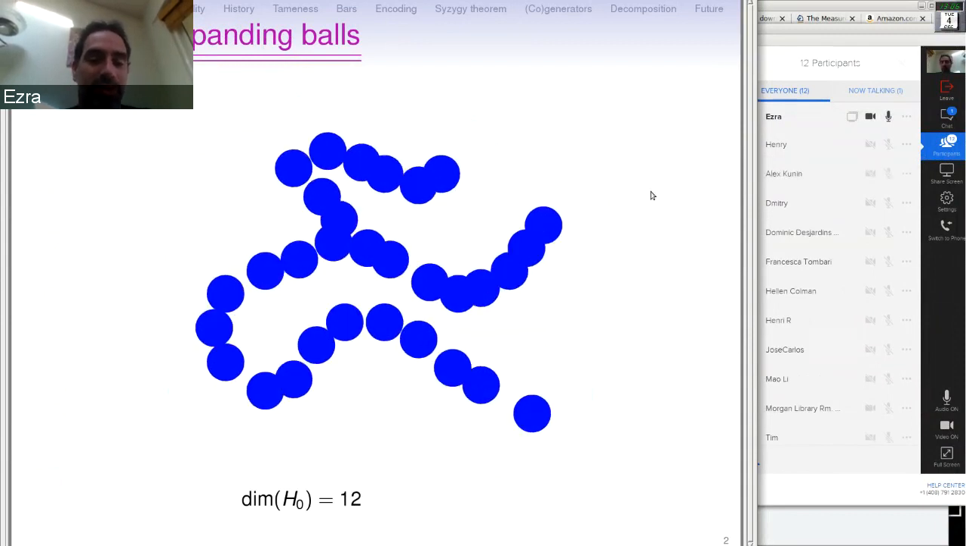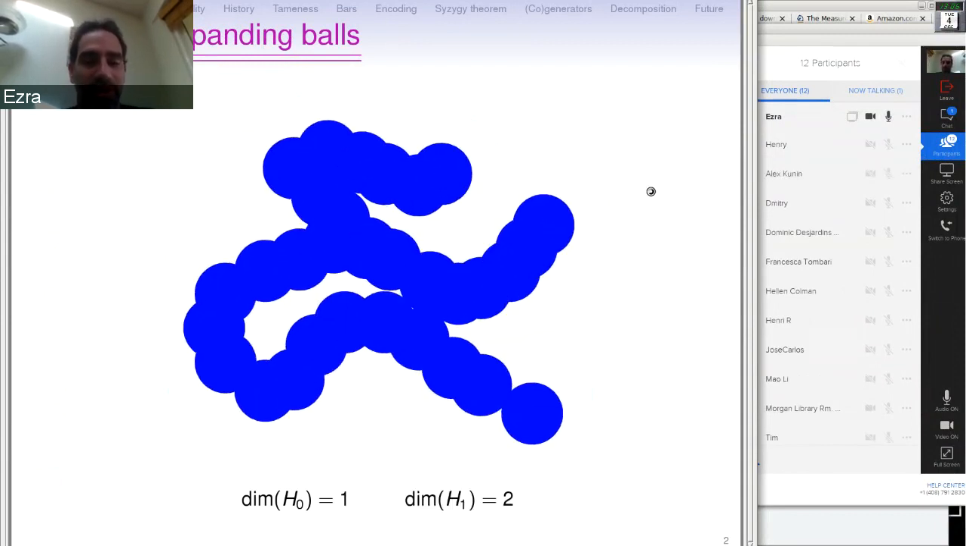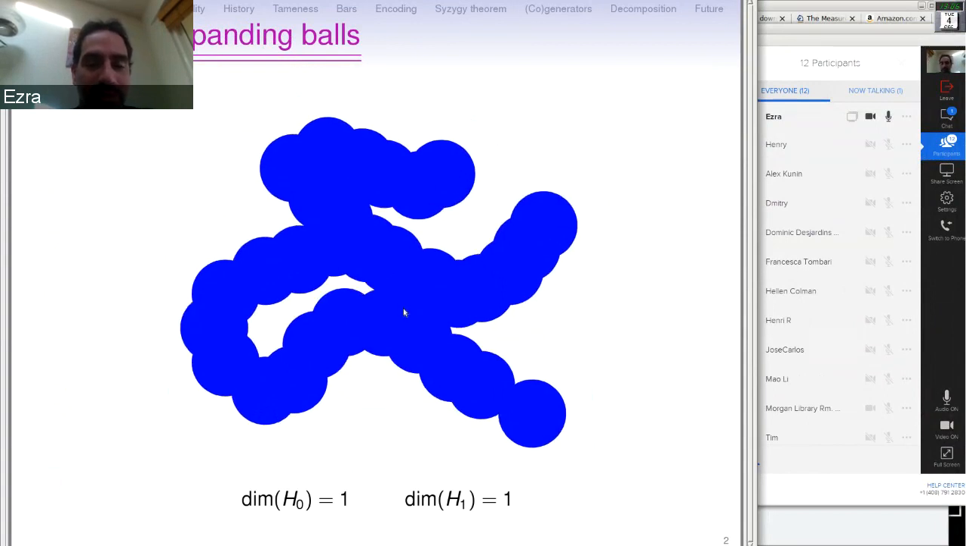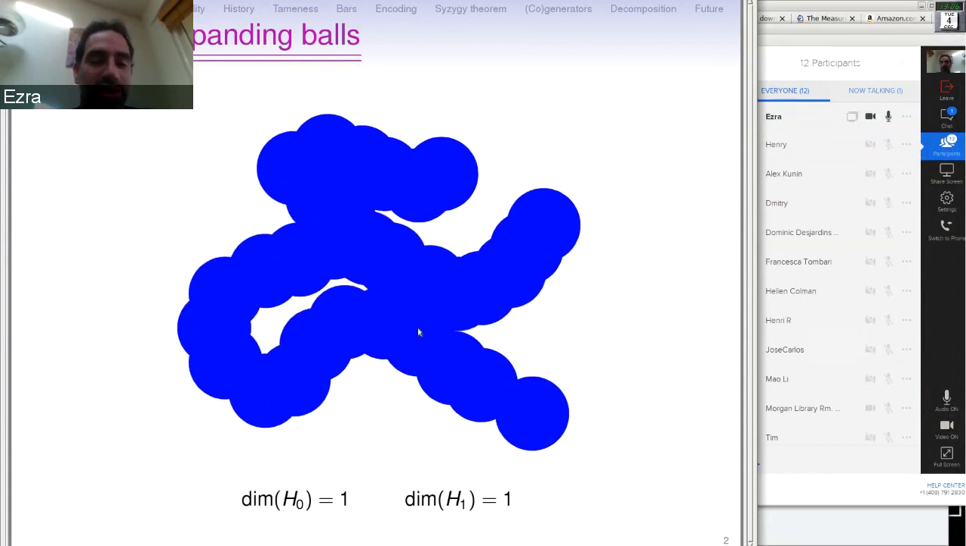And then you keep expanding the balls, and the homology changes. It goes down, and then you get H1s. So there's a loop over here, and there's a big loop over here. And this loop is more persistent than this loop because this loop disappears after a little bit, and this big loop persists for a while.